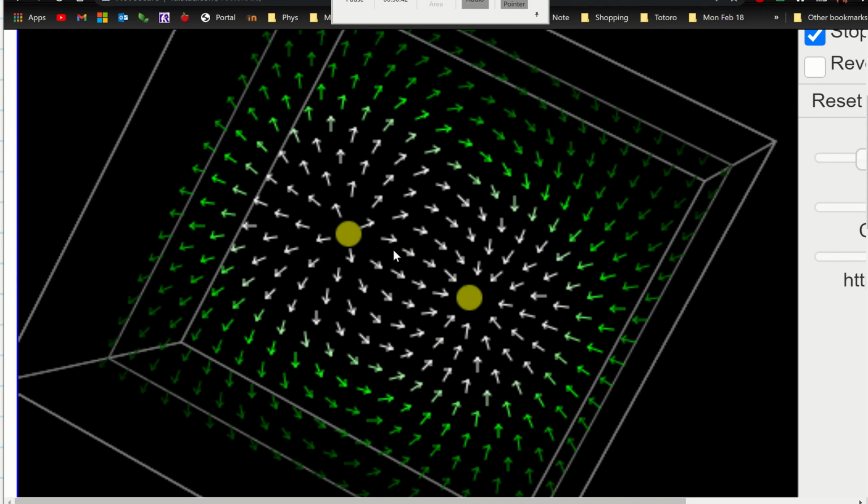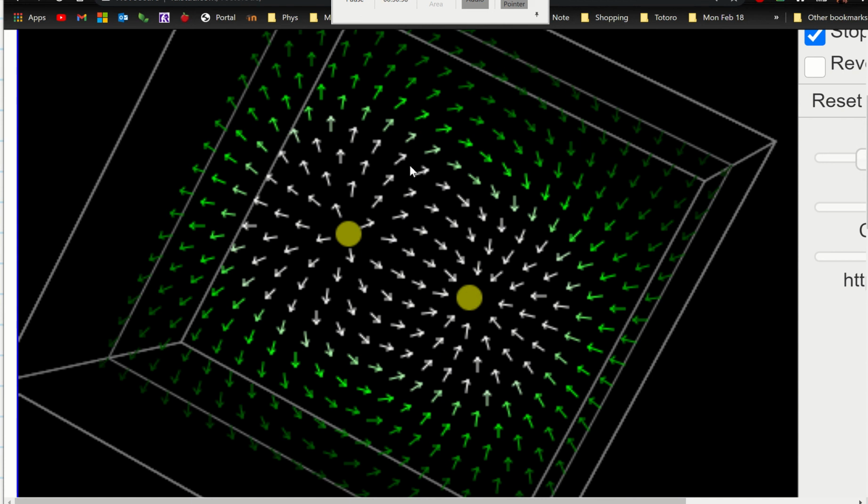And also the arrows make sense. Imagine that my little mouse pointer is the test charge, right? Of course it's going to go this way because it's going to be repelled by this positive charge and simultaneously attracted by this negative charge, right? So what if my little mouse pointer test charge is here?